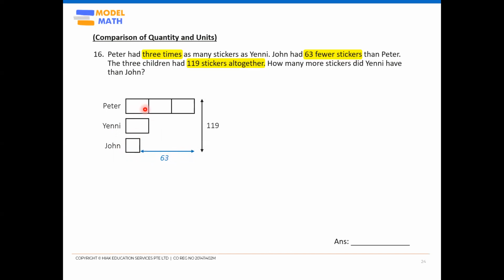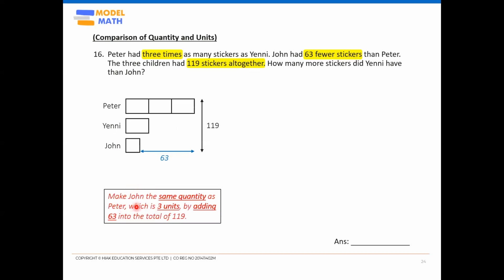Because I see this 63 is the difference between Peter and John. The moment I introduce 63 into their total, I am actually stretching out John's model as if it's 3 units, same as Peter. And that exactly is what we're going to do. The moment I can treat John as 3 units, then I can start to work with all the units safely already without having to worry whether I end up with a constant number of units or not. Okay, so this is the whole idea. Make John the same quantity as Peter, which is 3 units, by adding this 63 into the 119.